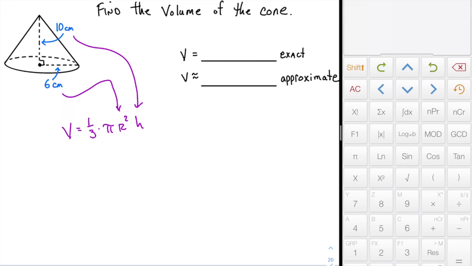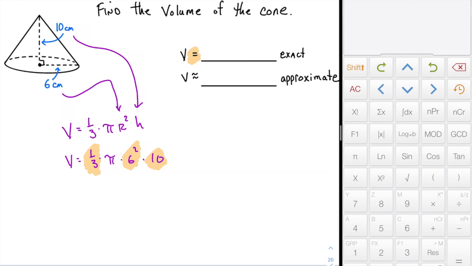The height of the shape is this. And let's put them in. So volume is 1/3 times pi times 6 squared times 10. Now, because these are all numbers, I'm going to go ahead and multiply my numbers together. So let's multiply 1/3 times 36 times 10. And that will give us the exact answer because I haven't used pi yet, right?